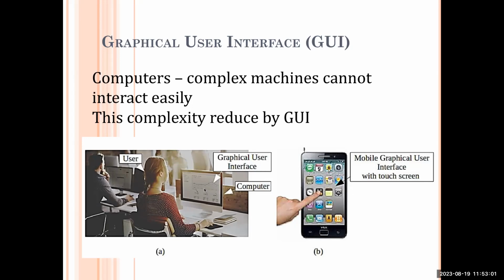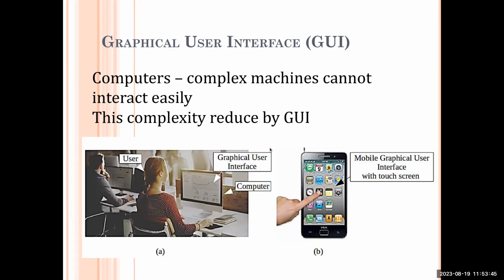Here you can see two pictures. Between the user and the computer, there's a monitor. You can see in this monitor, the graphical user interface is available. In mobile phones, the graphical user interface is a touch screen, where you can touch the symbols. You can use these symbols to work with application software and the operating system.